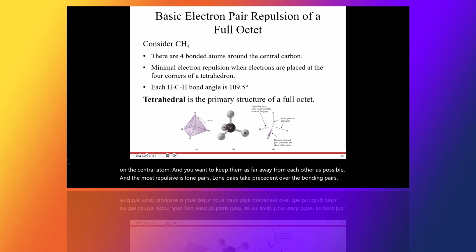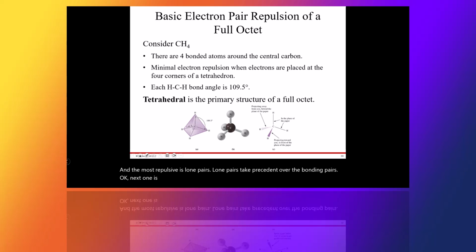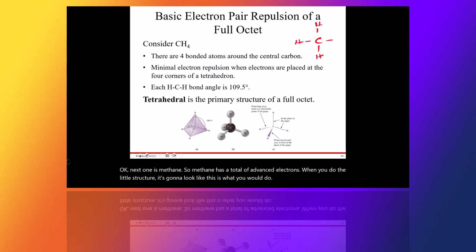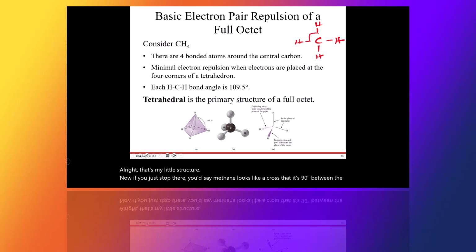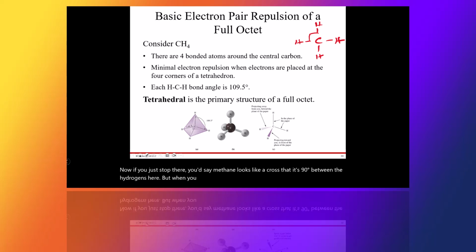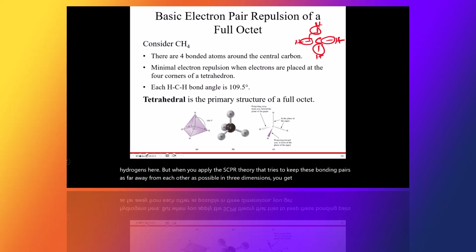Okay, next one is methane. So methane has a total of 8 valence electrons. When you do the Lewis structure, it's going to look like this. This is what you would do. All right, that's my Lewis structure. Now, if you just stop there, you'd say methane looks like a cross, that it's 90 degrees between the hydrogens here. But when you apply VSEPR theory, which tries to keep these bonding pairs as far away from each other as possible, in 3 dimensions you get this geometry, where the angle is 109.5 degrees. I do want you to know that angle.